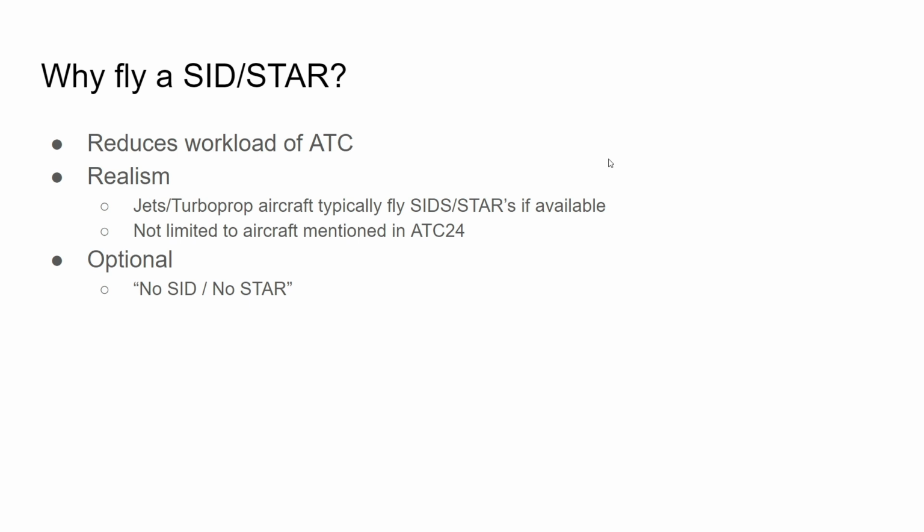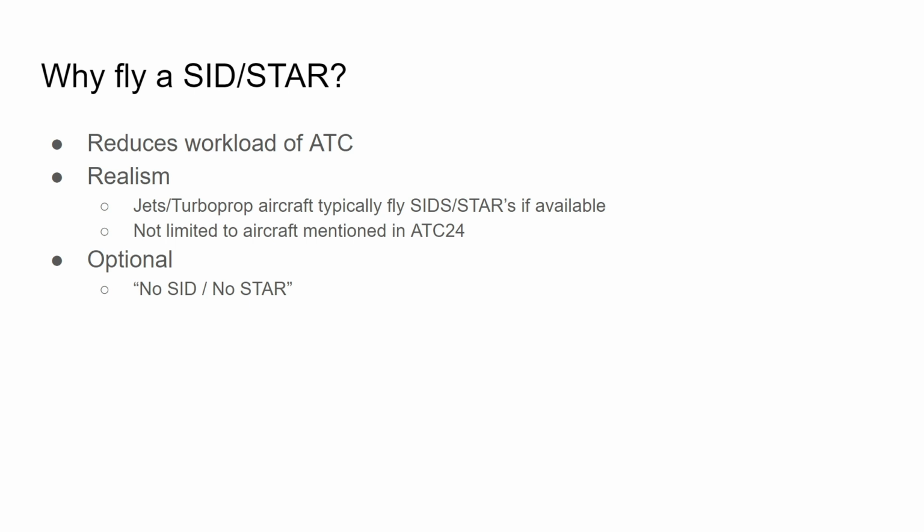So why would you fly one? Well, flying a SID or STAR can reduce the workload of ATC. If ATC offers a STAR or SID, then you just fly it and you're completely clear of obstructions and obstacles, and ATC doesn't have to keep on vectoring you out of traffic. You're also clear of traffic as well.